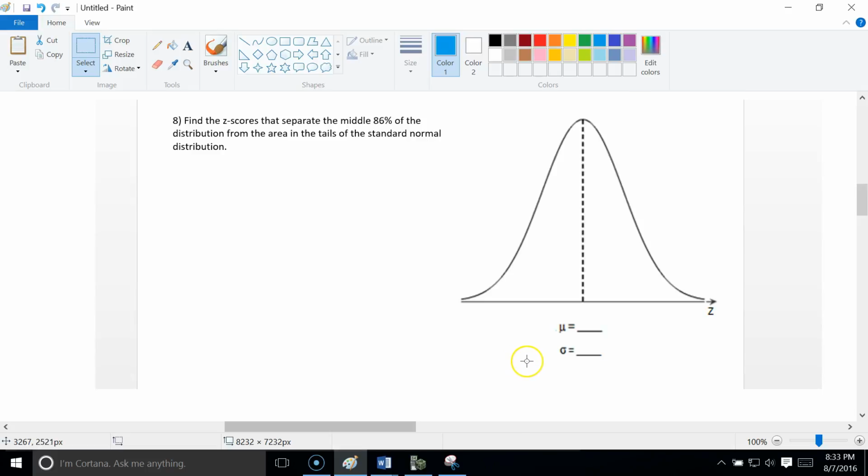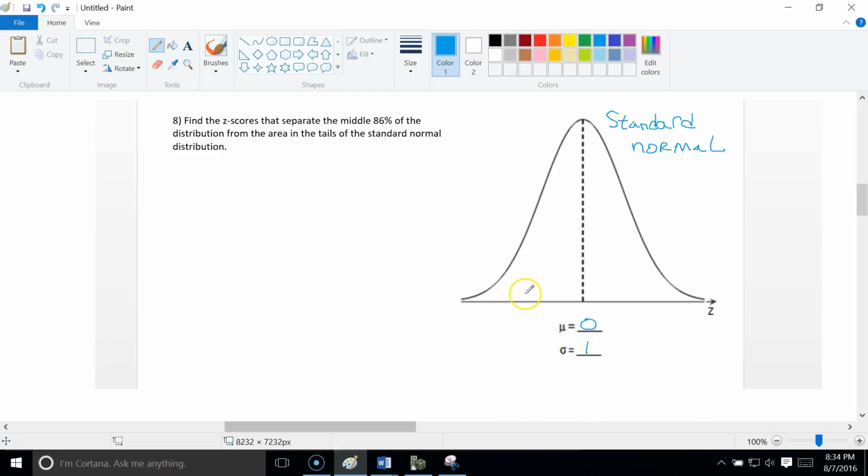Find the z-score that separates the middle 86% of the distribution from the area in the tails in the standard normal distribution. Okay, so they've already started by letting us know that this is a standard normal distribution, so we've got to label it. Let's go over here and label this as standard normal. Because it's standard normal, that means that the random variable is z, and the mean value has got to be 0, and sigma is equal to 1.